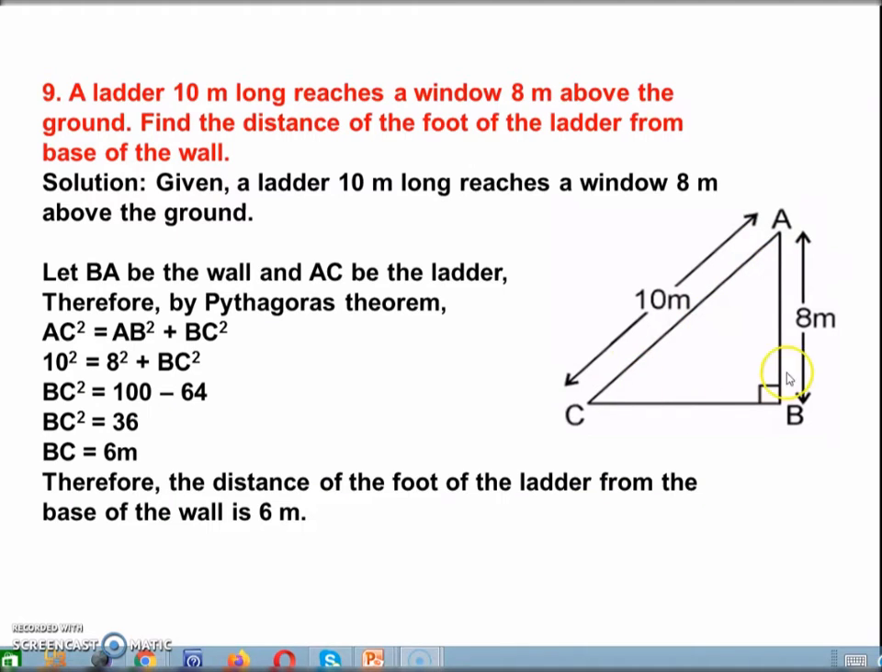So you can apply Pythagoras theorem in this triangle ABC. So you will get AC square is equal to AB square plus BC square. That is, substitute the values now. AC is 10, AB is 8, and BC is what you have to find out. So on solving, you will get BC equal to 6 meter.